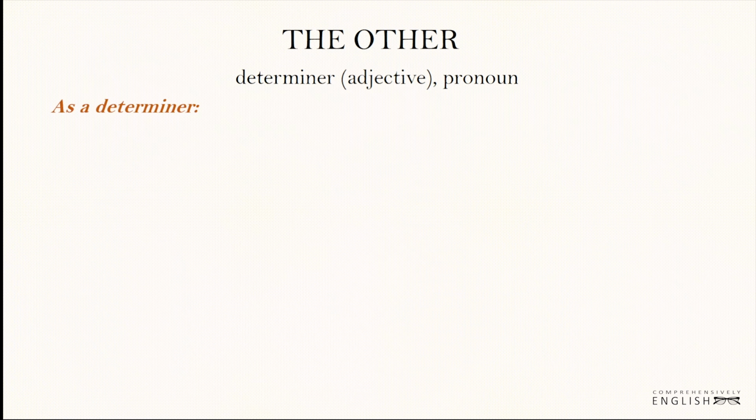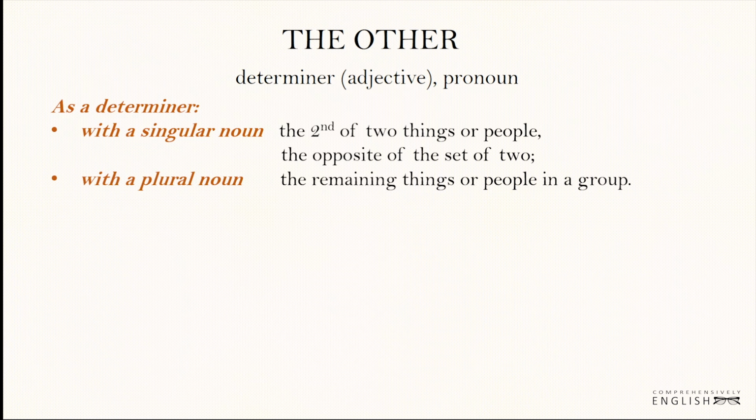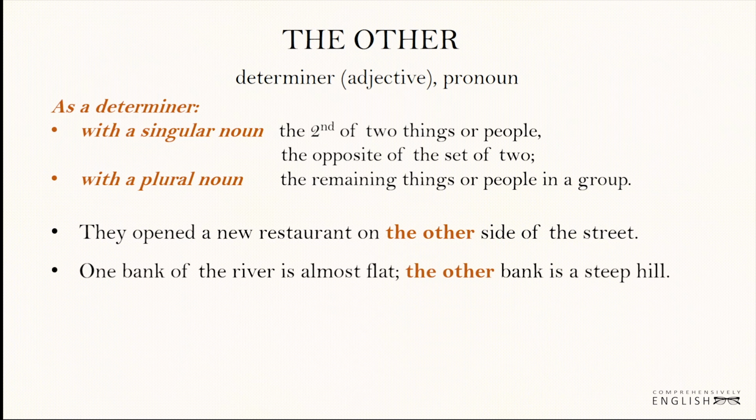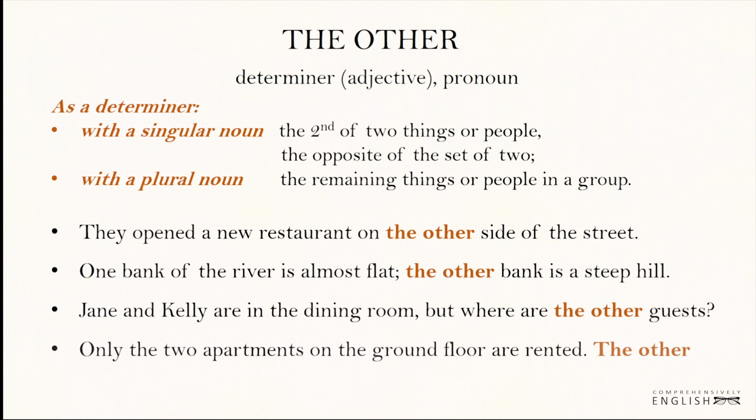"The other", as a determiner, can be used with a singular noun and means the second of two things or people, the opposite of the set of two, and with a plural noun means the remaining things or people in a group. They opened a new restaurant on the other side of the street. One bank of the river is almost flat. The other bank is a steep hill. Jane and Kelly are in the dining room, but where are the other guests? Only the 2 apartments on the ground floor are rented.